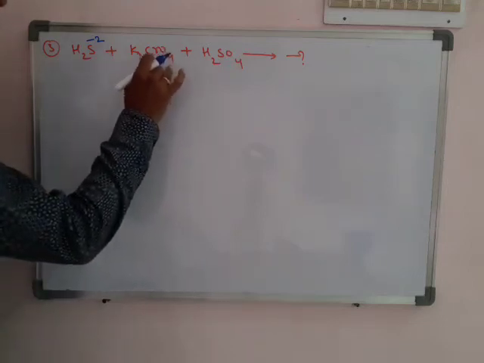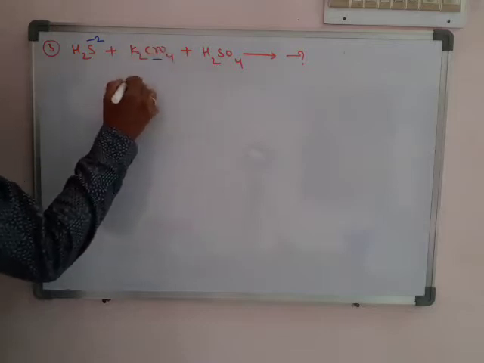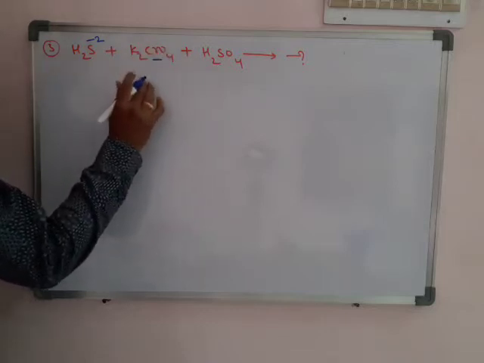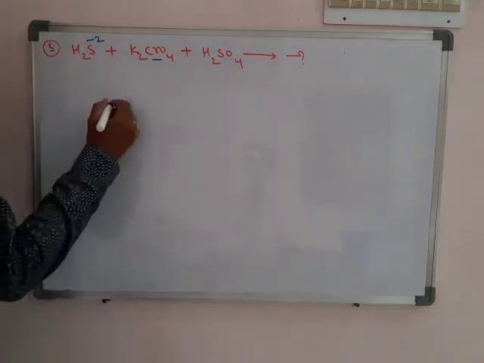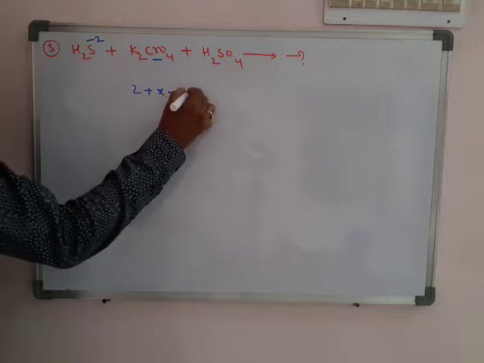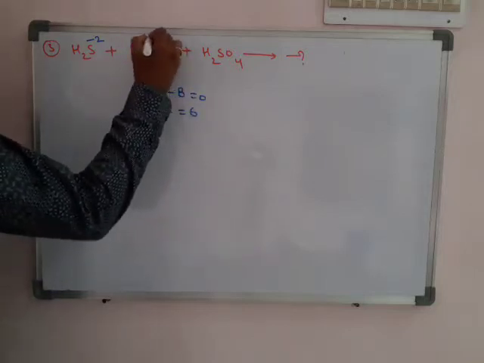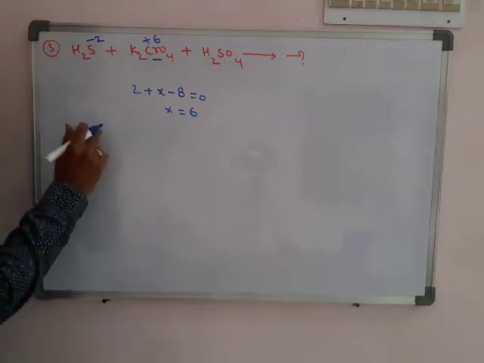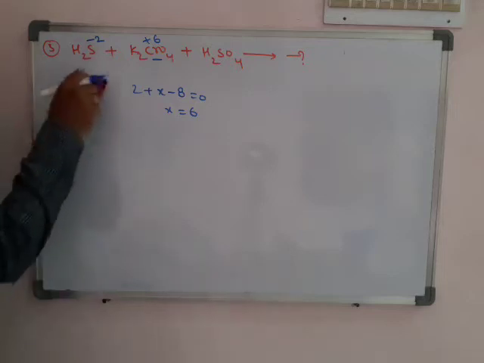So there is no chance of oxygen changing either. So what change takes place in chromium? What is the chromium oxidation number here? Potassium is 1A, 4 oxygens is -8, overall power 0, so X equals 6. Chromium is having plus 6 here, and sulfur is having -2.